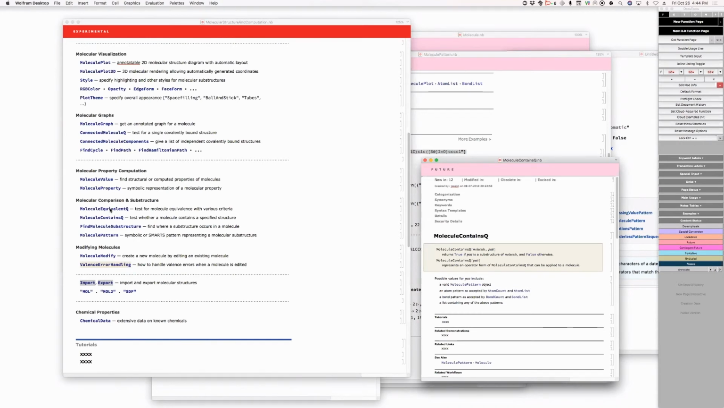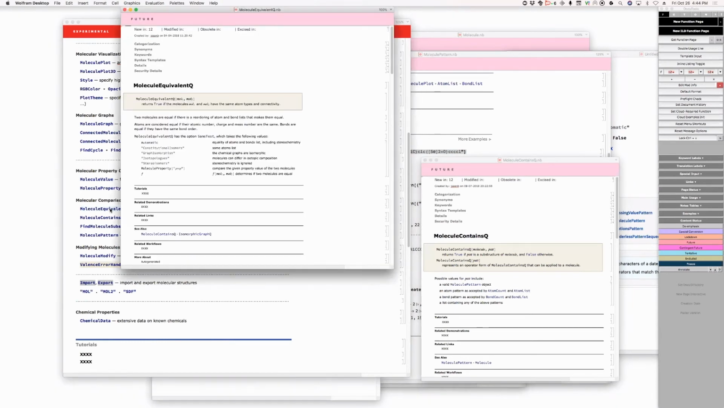Okay. So if I wanted to find which molecule, let's see, I have a list of molecules and I want to know which one is the one I'm currently holding up, so to speak. I select with molecule equivalent Q. Is that correct? Yes. So molecule equivalent Q doesn't have an operator form, so you would have to. Yeah, although one could make it given an operator form.